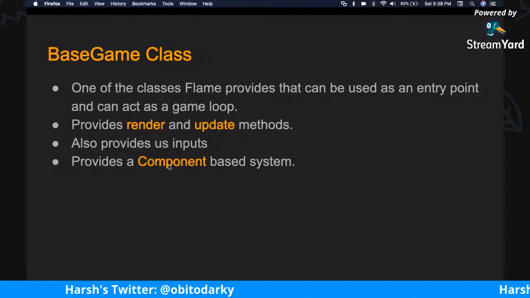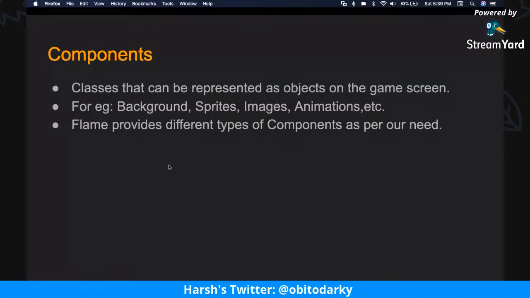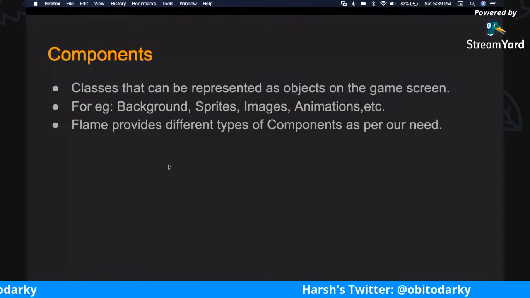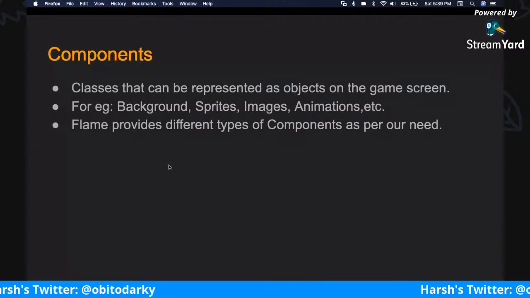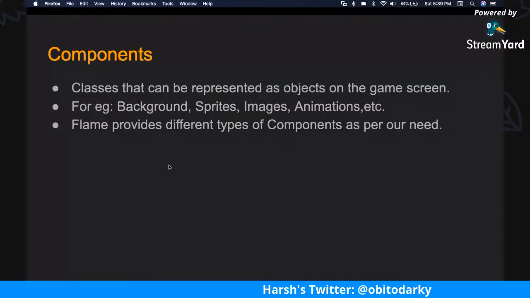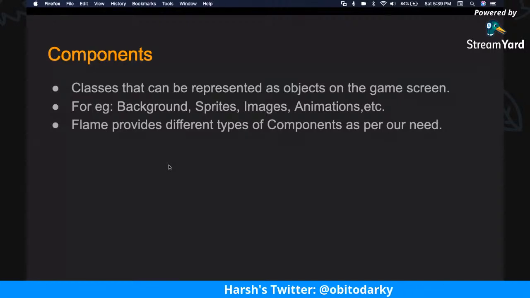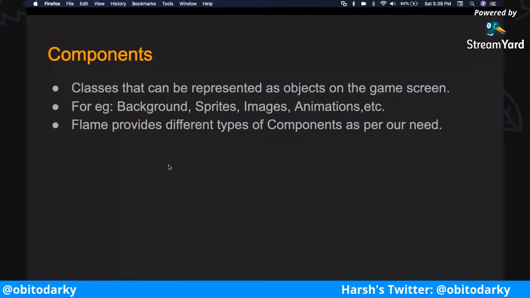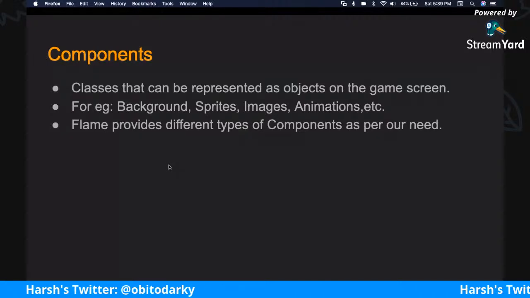So what exactly is a component based system? A component based system is made of components, which are classes that can be represented as objects. You could say that my background is a component, my image is a component, and maybe my animation is a component. These can act as objects, and we can add them to the base game class through the component class.